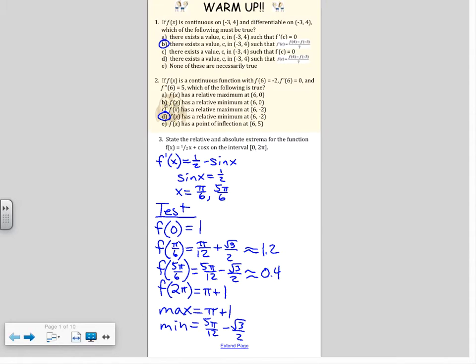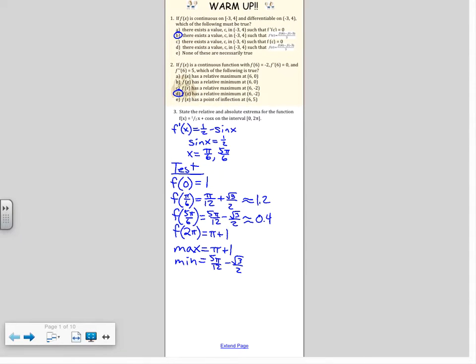All right, so we've got our absolute extrema. Now for our relative extrema, we make a sign line. Oops, and make sure you cut it off at the endpoints, 0 to 2 pi. And we put on there pi over 6, 5 pi over 6. This is for f prime.